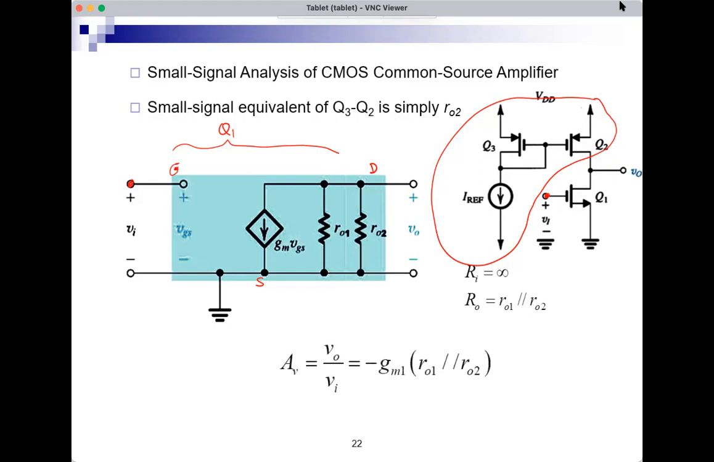What about the gain? Well, we can rederive it, or we can quickly just guess that it should be minus gm1 times ro1 parallel with ro2. So I get large gain. It's less than the intrinsic gain. The intrinsic would be minus gm ro. This is less than the intrinsic gain, but it's still pretty large, and much larger than having a small resistor there between the drain of Q1 and the supply.